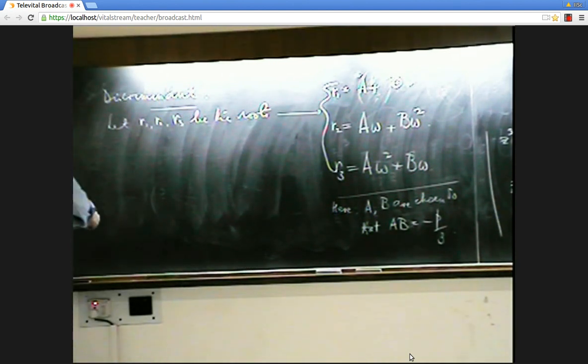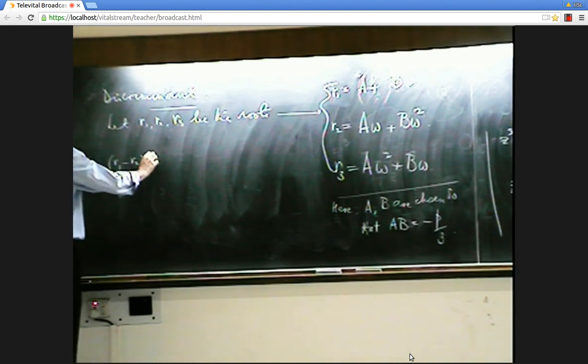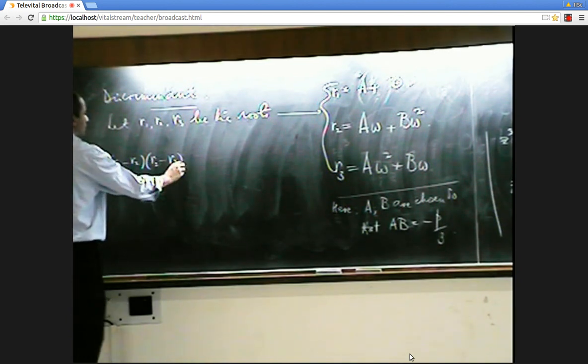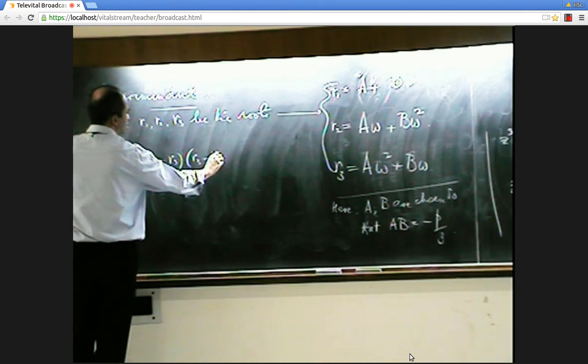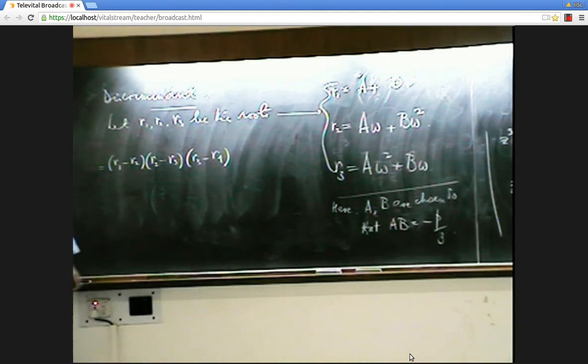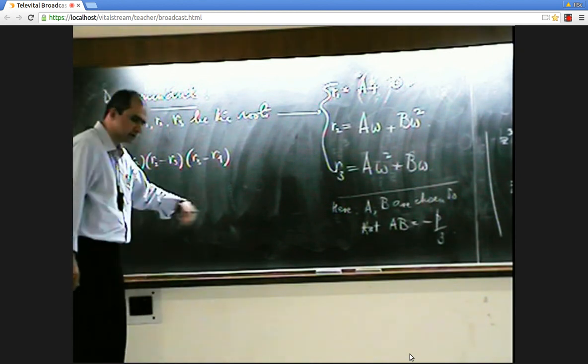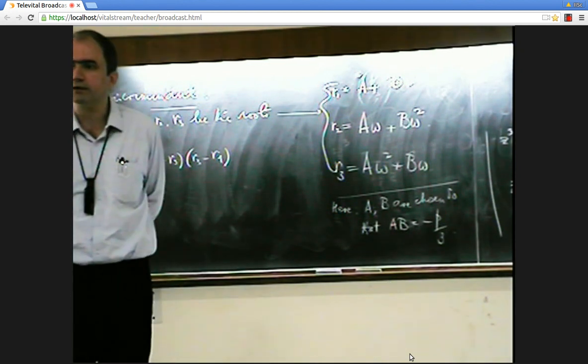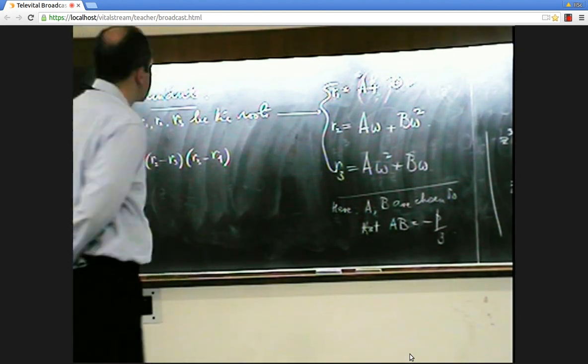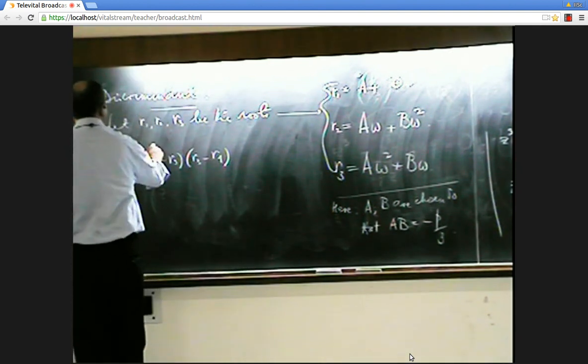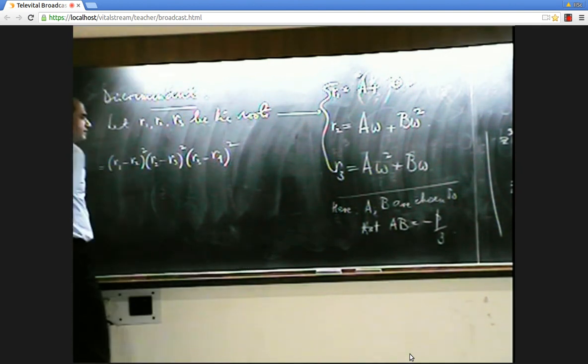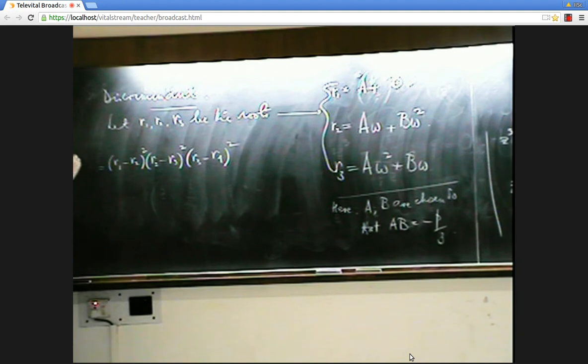So I'll define the discriminant to be (R1 minus R2)(R2 minus R3)(R3 minus R1). So these are pairwise differences, but this is not symmetric under cyclic permutations of the indices 1, 2, 3. So I will square them. This is my discriminant, which I will call delta.